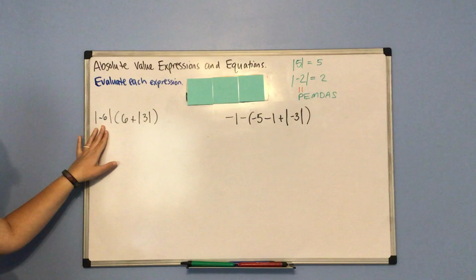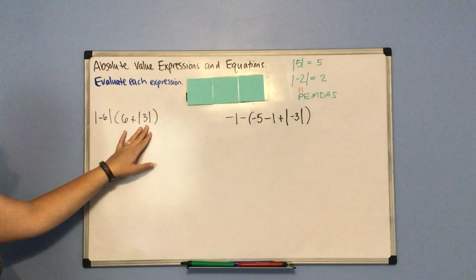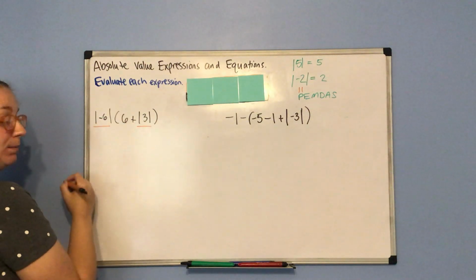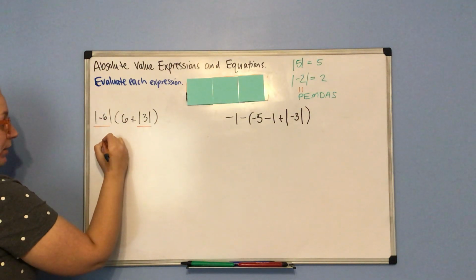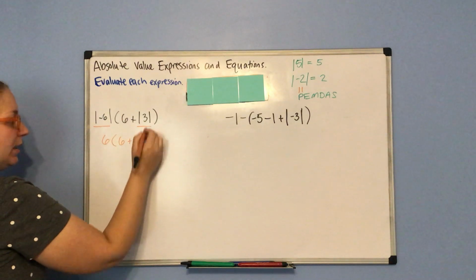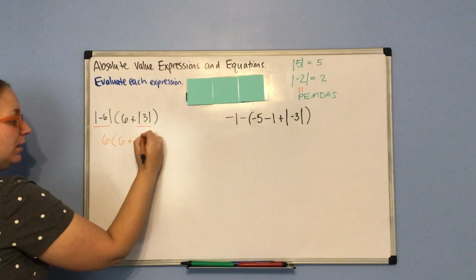I have absolute value of -6 I need to take, absolute value of 3 I need to take. Those will be the first two things I do. I can do both of them in the same step. Absolute value of -6 is 6. 6 plus stays the same. Absolute value of 3 is 3.